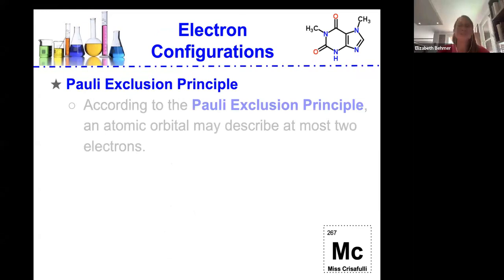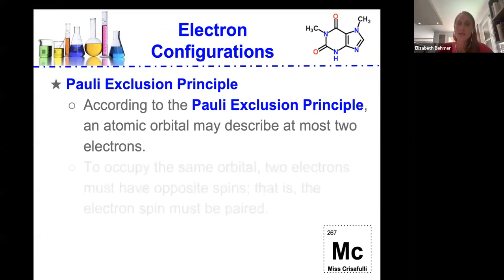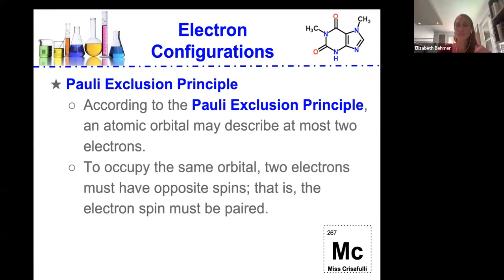The Pauli exclusion principle says that an atomic orbital may describe at most 2 electrons. And to occupy the same orbital, the 2 electrons have to have opposite spins. So in your textbook, you've been seeing these electron orbitals with arrows pointing in opposite directions. That is part of this Pauli exclusion principle, that 2 electrons in the same orbital must have opposite spins. And we denote that with arrows going in opposite directions. That is, the electron spin must be paired.